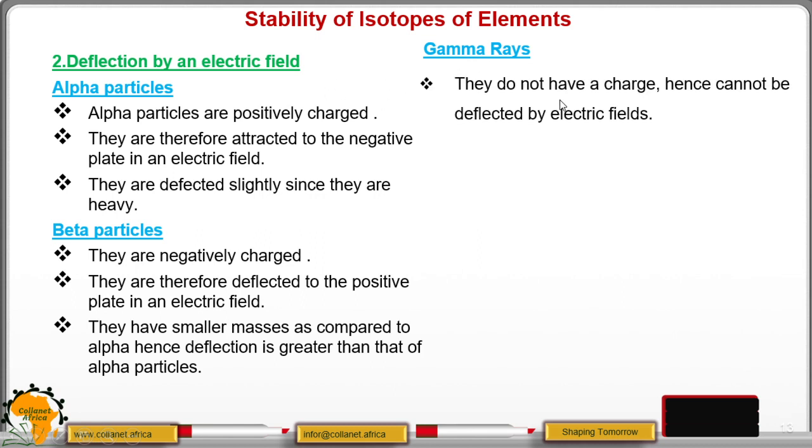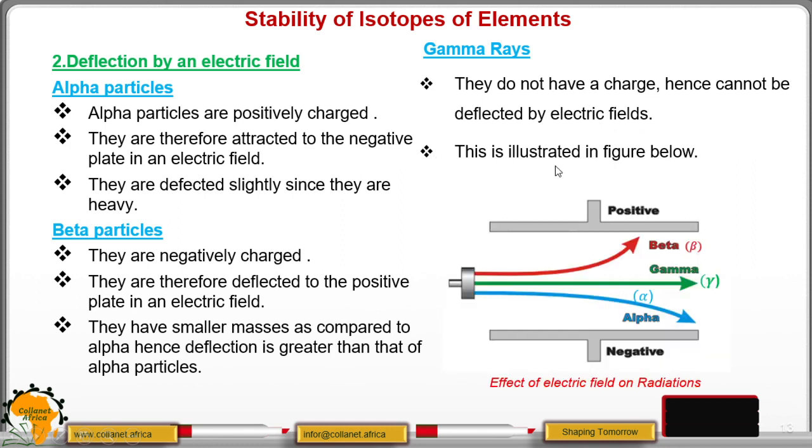This one we have seen that they carry no charge, and therefore as they move through the electric field, their path will not be changed. They will go undeviated because they carry no charge. And this one is represented in our figure below here. We have the source. This is where we have the radioactive source. It is giving us the three radiations. We are getting the beta, the gamma, and alpha.